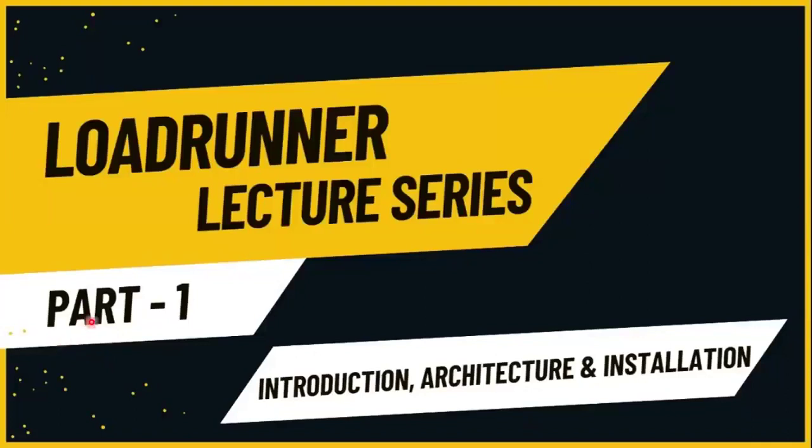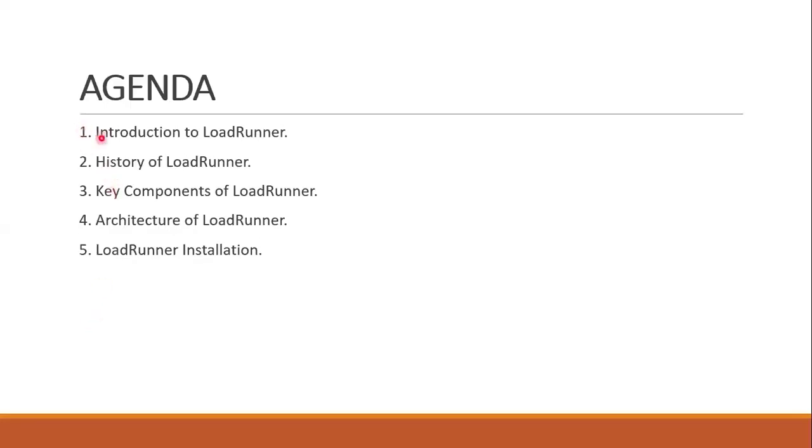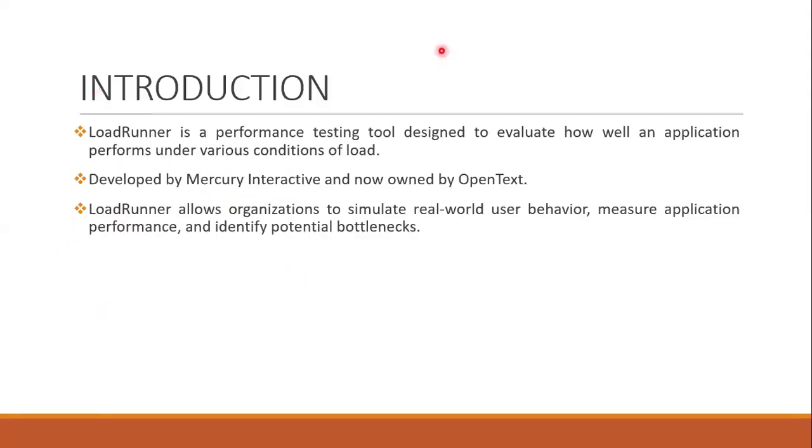The agenda of this session starts with an introduction to LoadRunner, and then we'll learn about the history of LoadRunner. Once after completing that, we'll try to understand the key components of LoadRunner, and once that is done, we'll move to the architecture part of LoadRunner, and finally we'll do the LoadRunner installation of the current version. So the current version of LoadRunner is 2024.3.